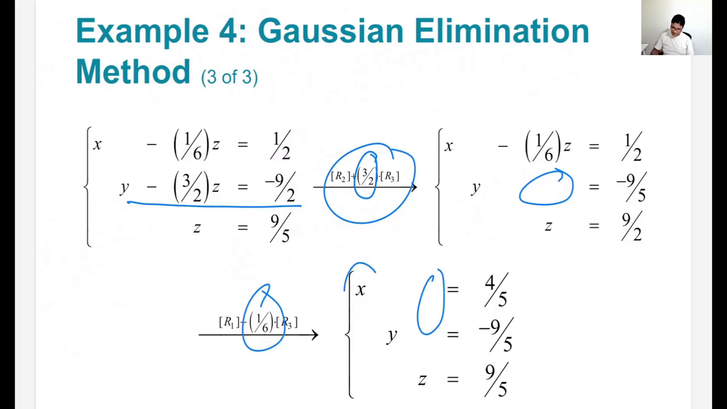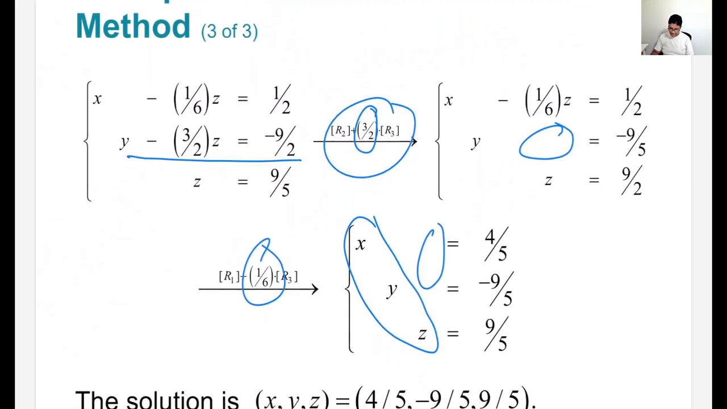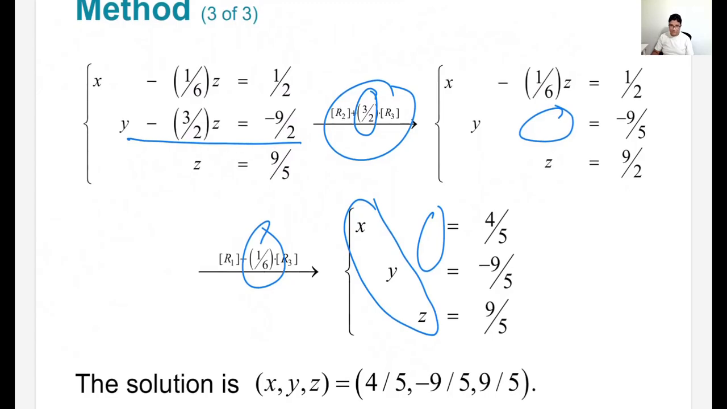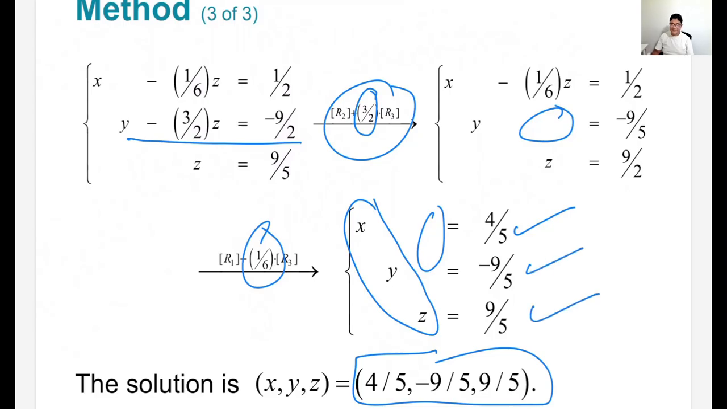Right? Now you have purely x, y, and z in the diagonal form. Hence, you can say that is your solution at this point of time, x, y, and z here. Okay, and you can write your solution in a tuple like that, and the order is always understood. It's x, y, and z.